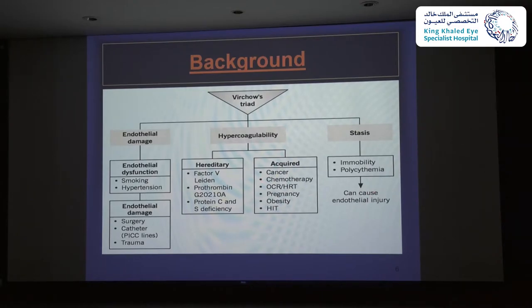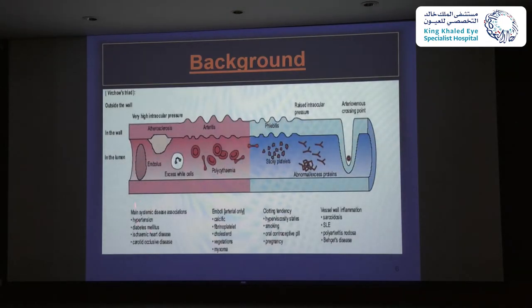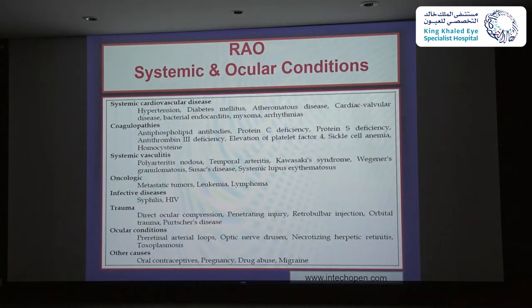And this is easy. You can get it from the history of the patient or by doing just a simple blood test. Again, these are the causes related to the Virchow triad. We will not go deep into that. This is the most common disease, and it is available in any text. You can find all these causes together. In my opinion, there is a lot.